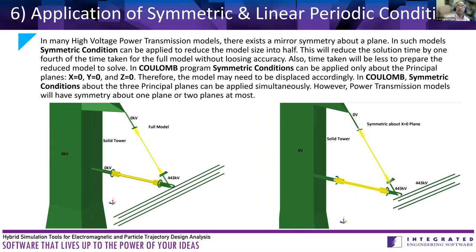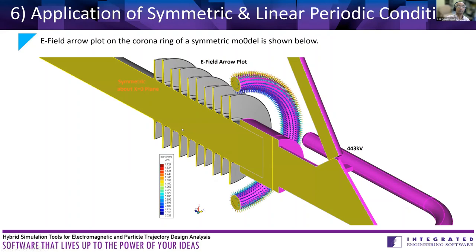Now, application of the symmetric and periodic conditions. Suppose in a problem there is a mirror symmetry. If you use that in the modeling, then your problem size will come down drastically. You will take only 1/4 of the time to solve a full model. So now see here, I cut the model into half and applied a symmetry about the x equals zero plane. What you see here is the electric field on the corona ring.